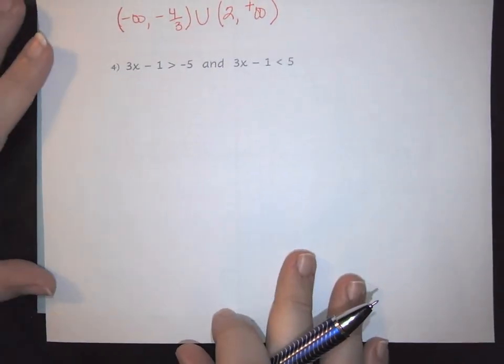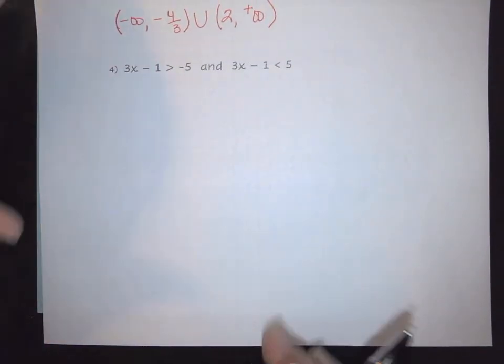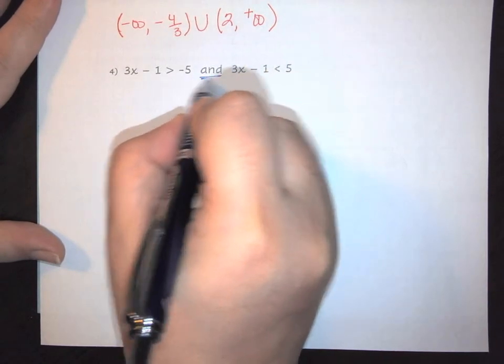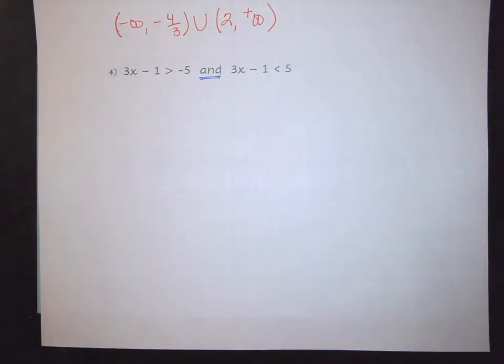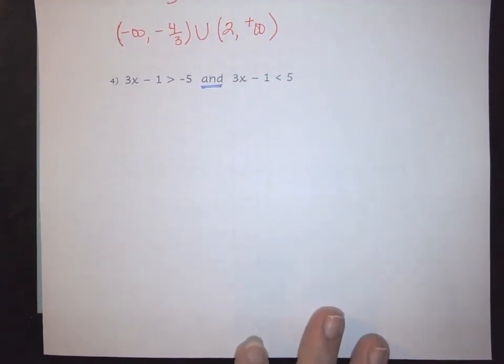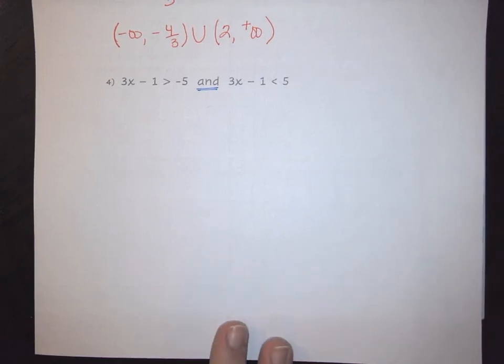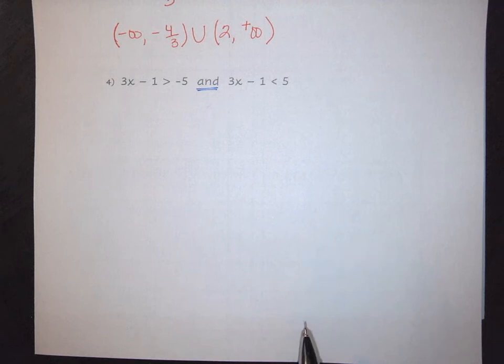Alright, the last one, we've got an and here. So we can do this a couple ways. We can solve them as two separate problems, or we simply rewrite it into a combination problem following your inequality signs.